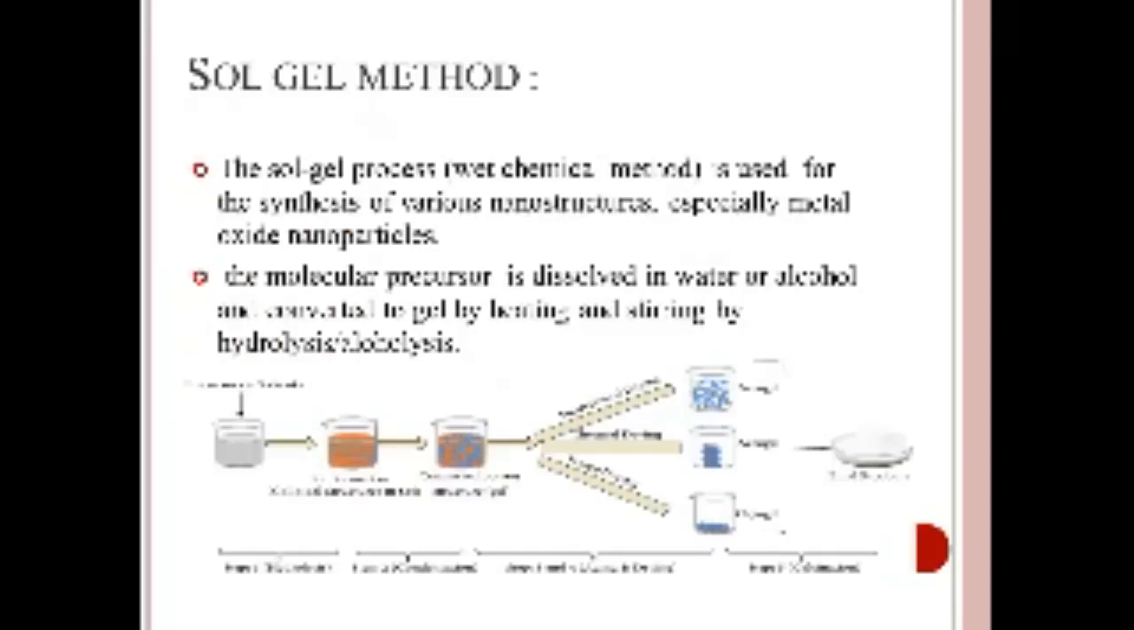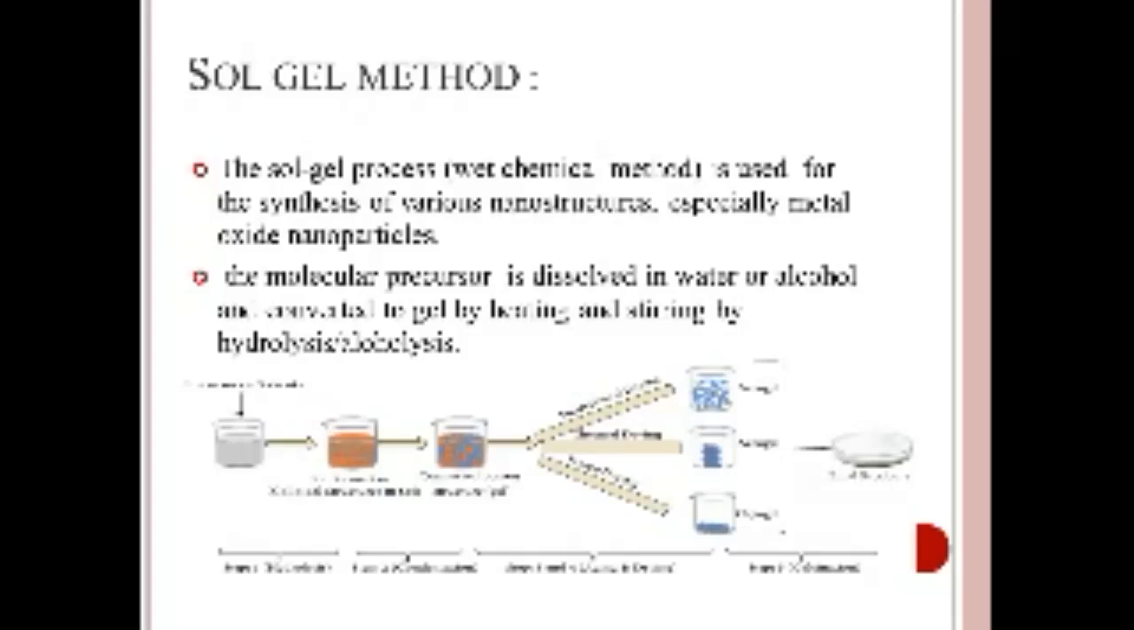What is the Sol-Gel method? The Sol-Gel process is also regarded as a wet chemical method and is used for the synthesis of a variety of nanostructures, especially metal oxide nanoparticles. And what happens in this process? A molecular precursor is taken and dissolved in water or alcohol, and then it is converted into gel by heating and stirring. If we dissolve the molecular precursor in water, we call it hydrolysis. And if we dissolve it in alcohol, we call it alcoholysis.